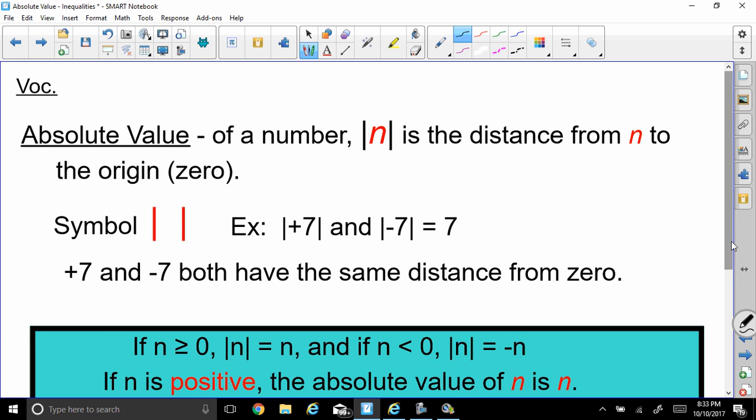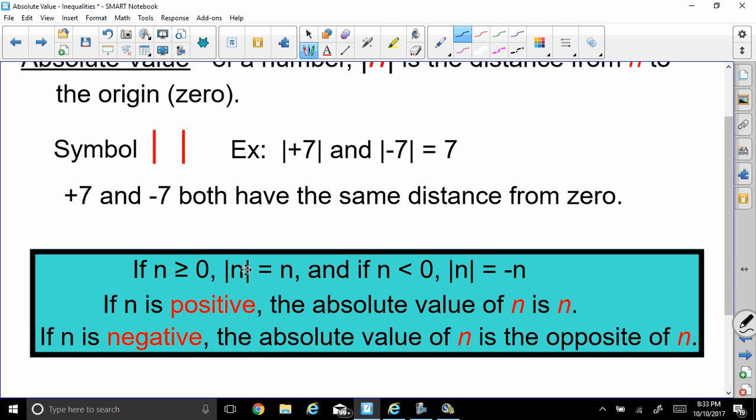If n is greater than or equal to 0, the absolute value of n is equal to n. And if n is less than 0, the absolute value of n is equal to negative n. So if n is a positive number, the absolute value of n is n. If n is a negative number, the absolute value of n is the opposite of n.